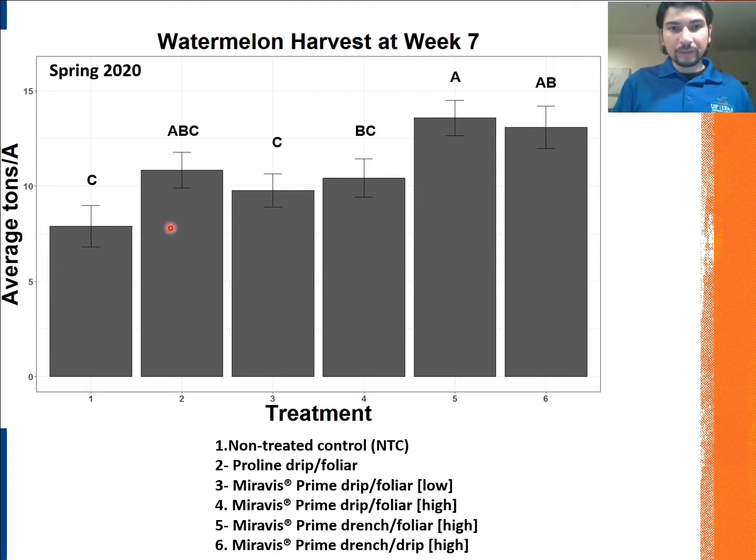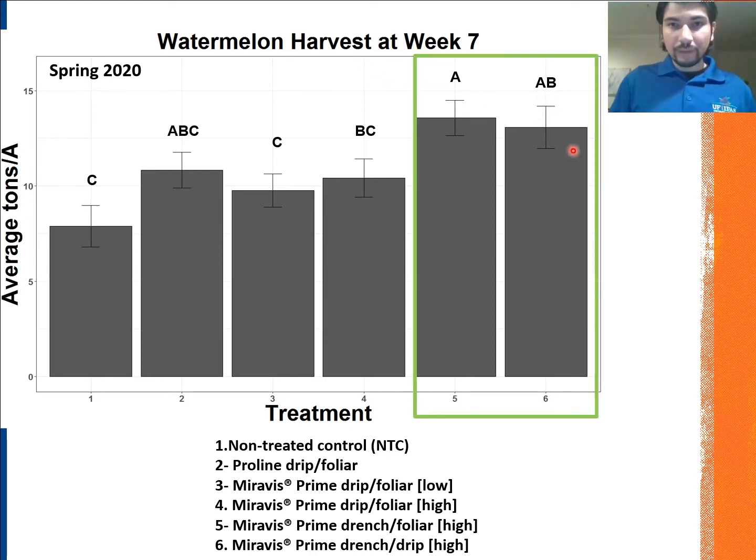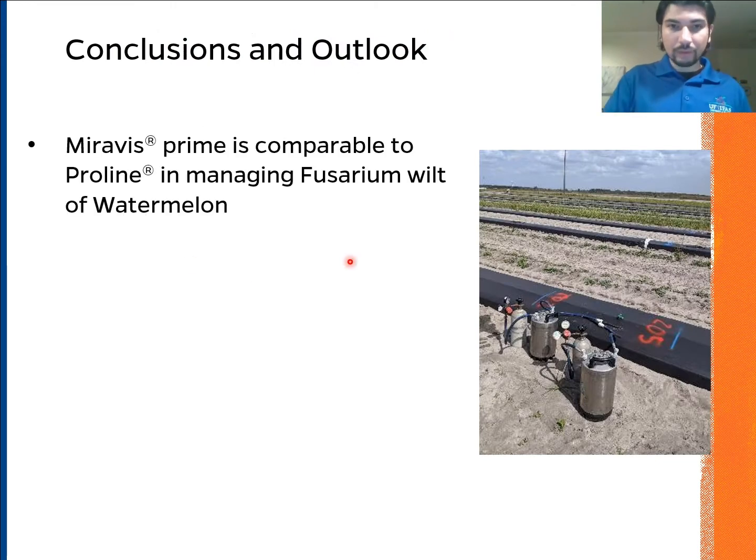We converted these values to tons per acre based on the plot size. Yield was significantly higher in both Miravis Prime treatments that included an initial drench, although the follow-up treatment was different. In this one, it was a follow-up foliar treatment. This one was a follow-up drip, but they performed better than the other groups, definitely better than the yield we got in the control. So, conclusions and outlook.